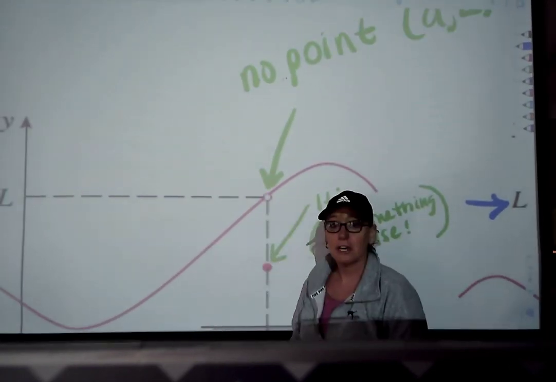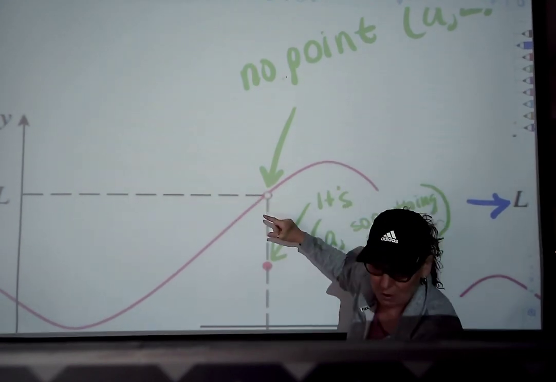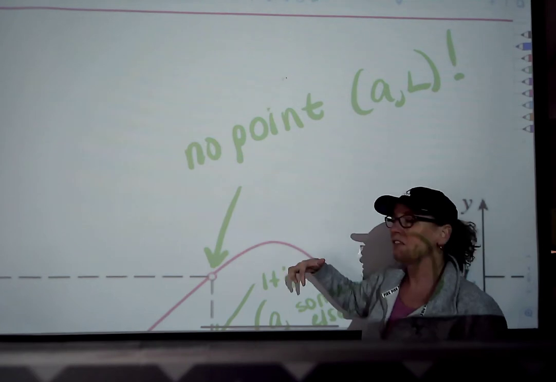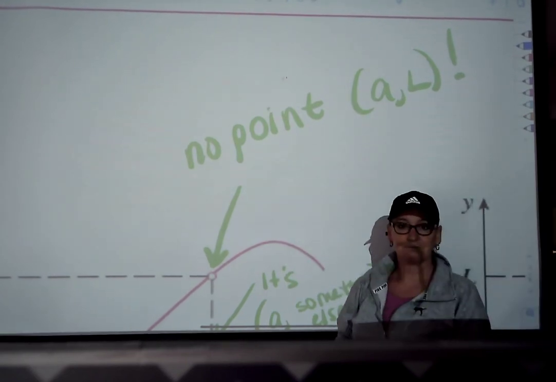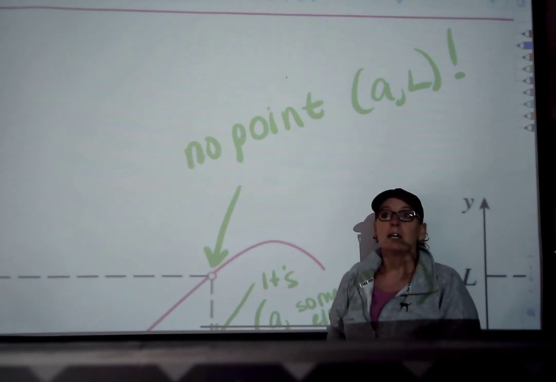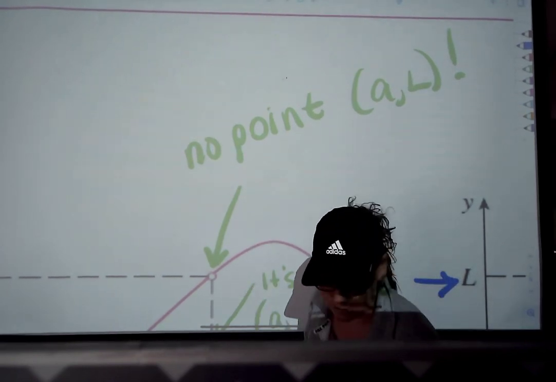Look, there is no point right there like there used to be. So I'm going to say there is no point on this function. There's no ordered pair called a comma L. Is there an a comma something? Well, in this case, yes, there is.